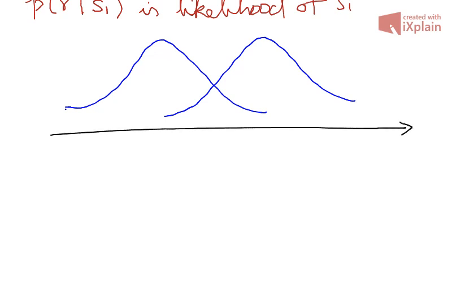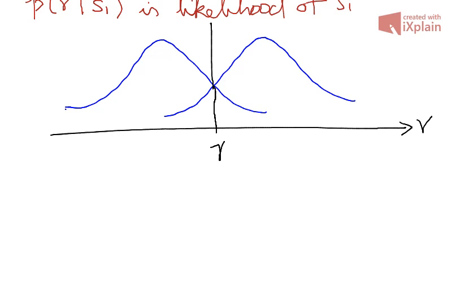This is my axis R, and suppose this point I represent by gamma, right? Now let me draw it correctly. I represent this point by gamma. Now let's discuss, with the help of this diagram, the process of detection and the hypothesis.